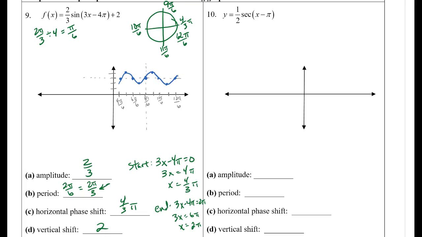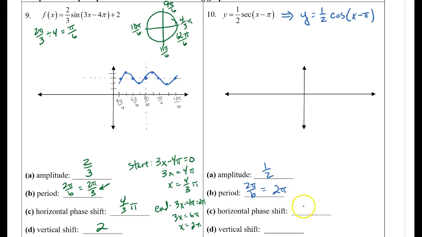Number 10, 1/2 secant of x minus pi. Remember we discussed in class it's a lot easier to graph the reciprocal, which is y equals 1/2 cosine of x minus pi, and then deal with it from there. The amplitude is 1/2. The period is 2 pi over b, which in this case b is 1, so my period is just 2 pi, which is good news.